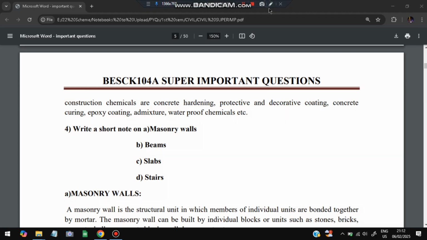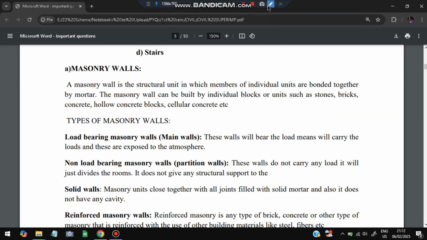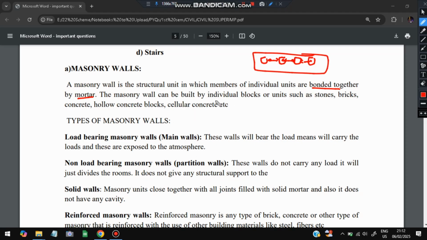Okay. Now, write a short note on masonry walls, beams, slabs, and stairs. So, what are masonry walls? It is a structural unit in which individual units are bonded together. How are they bonded together? Using a mortar. The masonry walls can be built from individual blocks such as stones, bricks, concrete, hollow concrete blocks, and cellular concrete blocks. So, when many blocks are combined together, they form a wall.